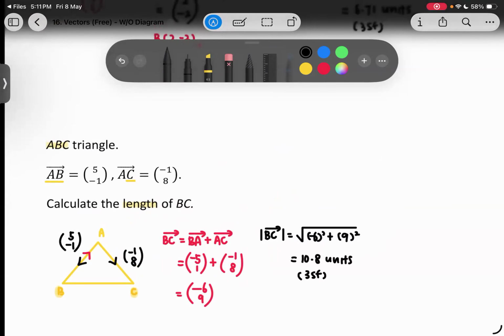Don't leave your answer as square root something for E-math unless the question wants you to do so. This is not A-math, so you don't have to leave it in surds. 3 SF is fine, don't waste time. All right?